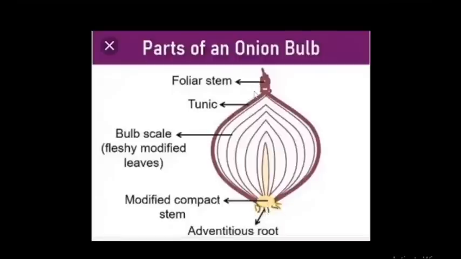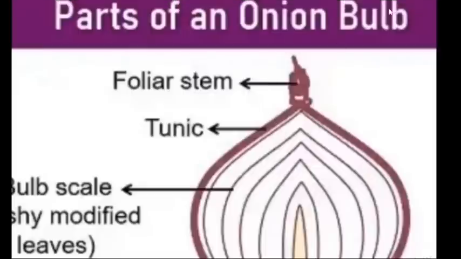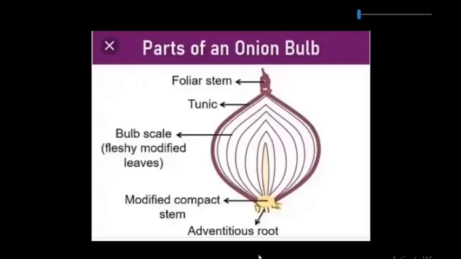We can see all of this part here, the coating. We call it the leaflet here, the outer coating to the tunic. Now inside it, this fleshy part here that is actually being eaten is what we refer to as the bulb scale itself, and then on it has the foliar stem. So that is basically what this crop is looking like.